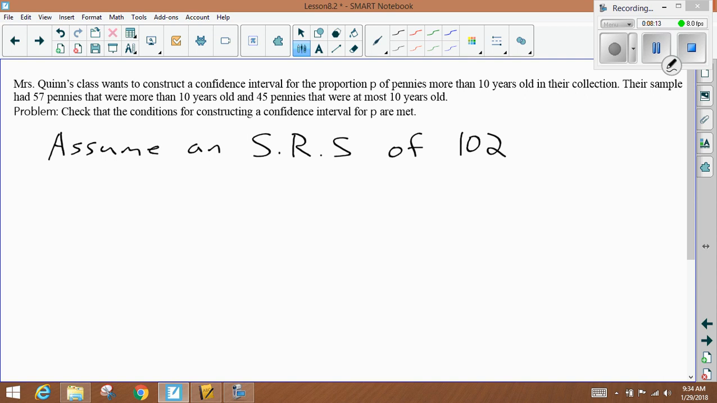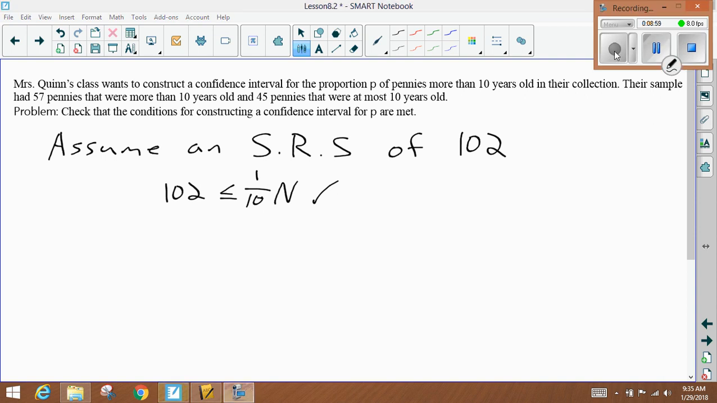So, all right. Okay, 102. All right. Is it big enough? Can we assume that 102 is less than or equal to 1/10 of all pennies? I think that's definitely checked. Okay. Because there are a lot of pennies. We need to look at their collection.